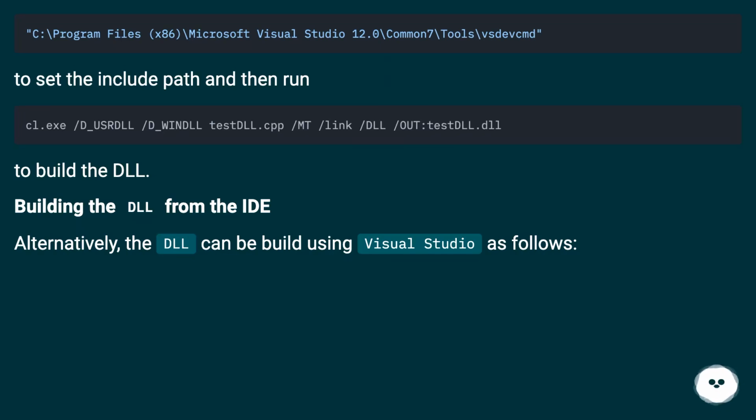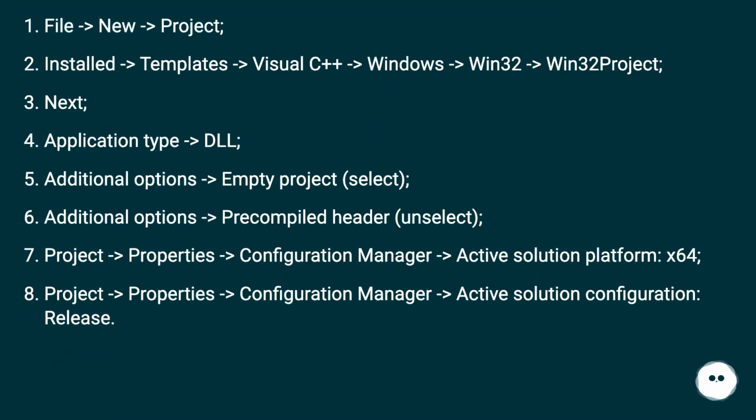Building the DLL from the IDE. Alternatively, the DLL can be built using Visual Studio as follows. File - New - Project. Installed - Templates - Visual C++ - Windows - Win32 - Win32 Project. Next. Application type - DLL. Additional options - Empty project select. Additional options - Precompiled header unselect. Project - Properties - Configuration Manager - Active solution platform x64. Project - Properties - Configuration Manager - Active solution configuration Release.